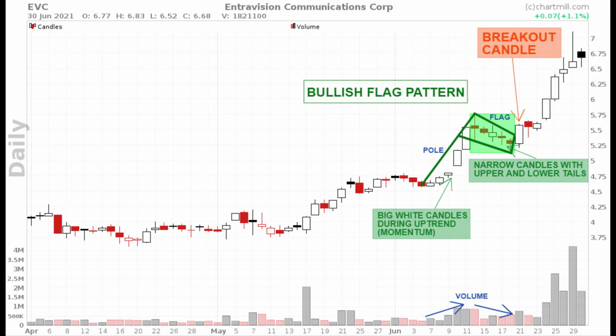Not all flag patterns are suitable for trading. Check out the bullish flag pattern in the chart of Entravision Communications. For a bullish flag pattern, we are looking for a strong preceding rising trend with clear consecutive large candles, rising volume, and a closing price for each candle close to its highest price. This tells us that there is considerable amount of momentum.